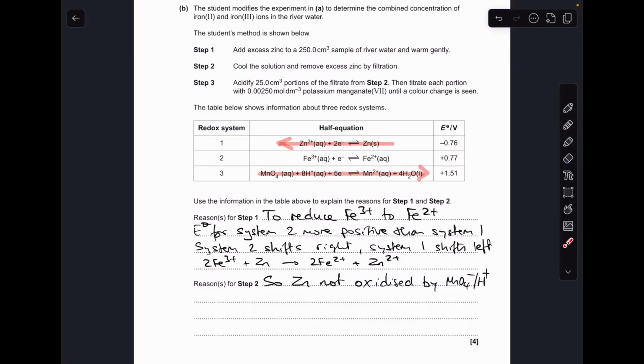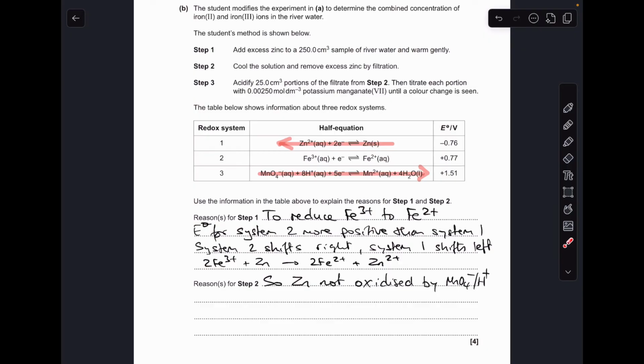And then moving on to the explanation for step 2. So again, I've drawn a couple of arrows. So the MnO4-/H+ system 3, that's going to move forwards or to the right because it's got the more positive standard electrode potential. The zinc one obviously is going to be forced to go in the reverse direction.